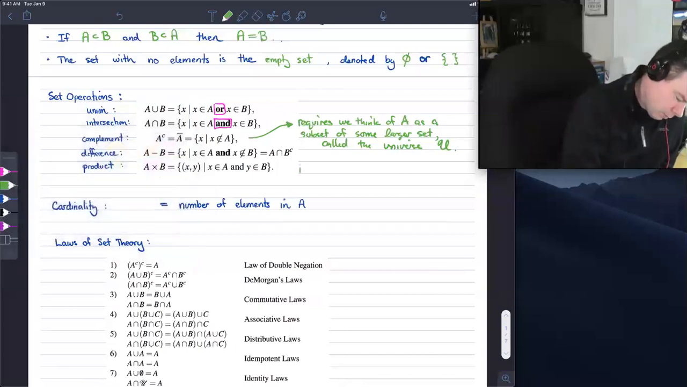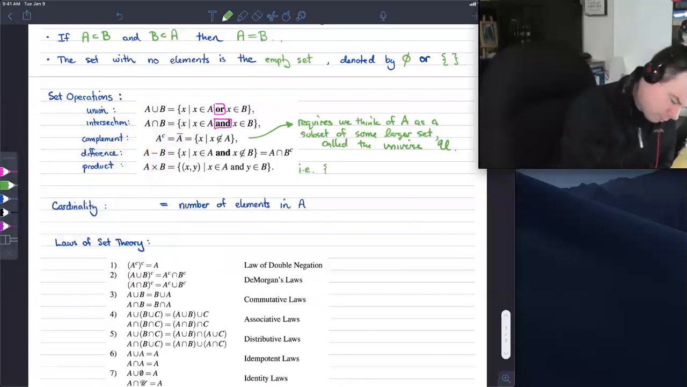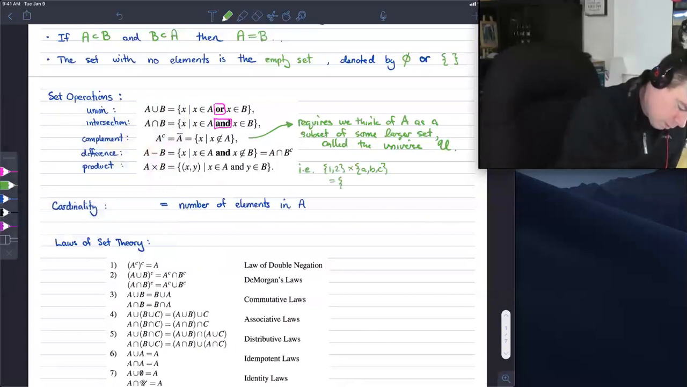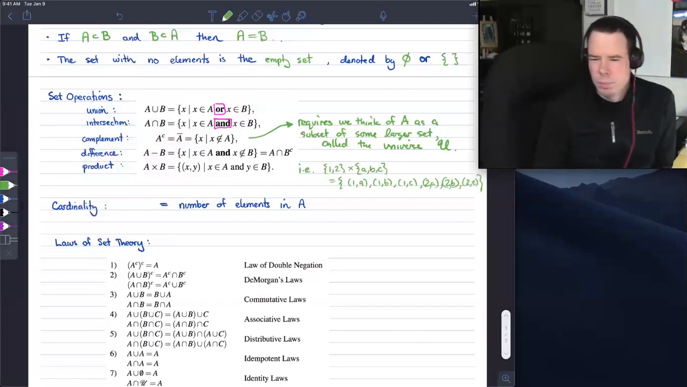So as an example, we could do something like {1, 2} and {A, B, C}. I can take the product of those two sets, and that would just consist of the set of all pairs: 1 with A, 1 with B, 1 with C, 2 with A, 2 with B, and 2 with C. So that's what our product, also known as the Cartesian product, is.